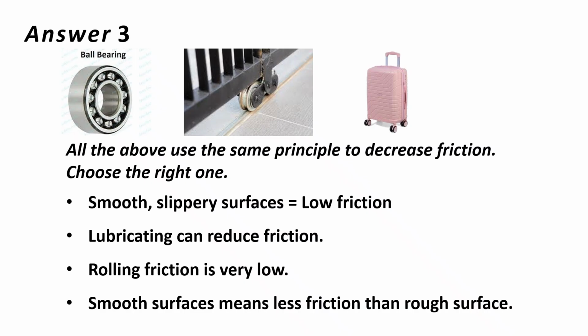They are all using wheels or balls. This is a ball bearing. This is a wheel at the bottom of a heavy gate, and here are wheels at the bottom of a suitcase. So what they are doing is using the fact that rolling friction is very low. Ball bearings, wheels at the bottom of the gate, and wheels at the bottom of the suitcase: rolling friction is very low. This is the principle being used in all the cases. Rolling friction is very low. This is the correct answer. This is the common principle they are using in all the cases to reduce friction.